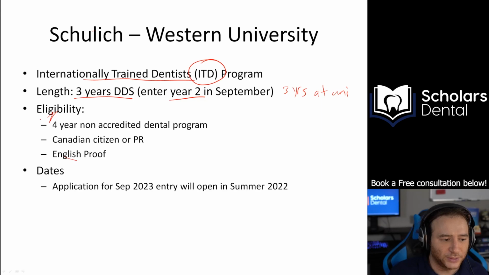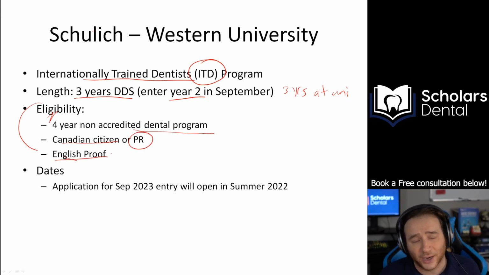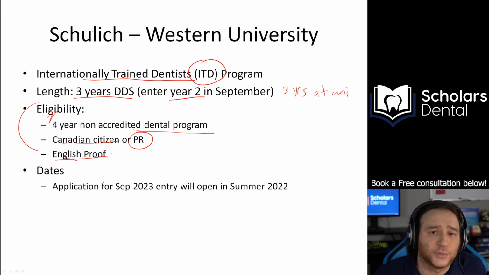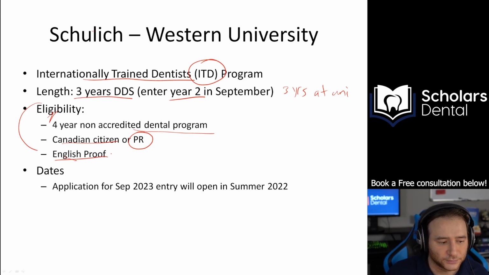Now, eligibility, pretty much similar to UFT. You want to be 4 years from non-accredited dental program. So you have to have 4-year schooling in a dental school that's recognized, but it's non-accredited in Canada. You want to be Canadian citizen or have a PR, and you have to have English proof, which I recommend either IELTS or TOEFL, because those are usually accepted in all universities.